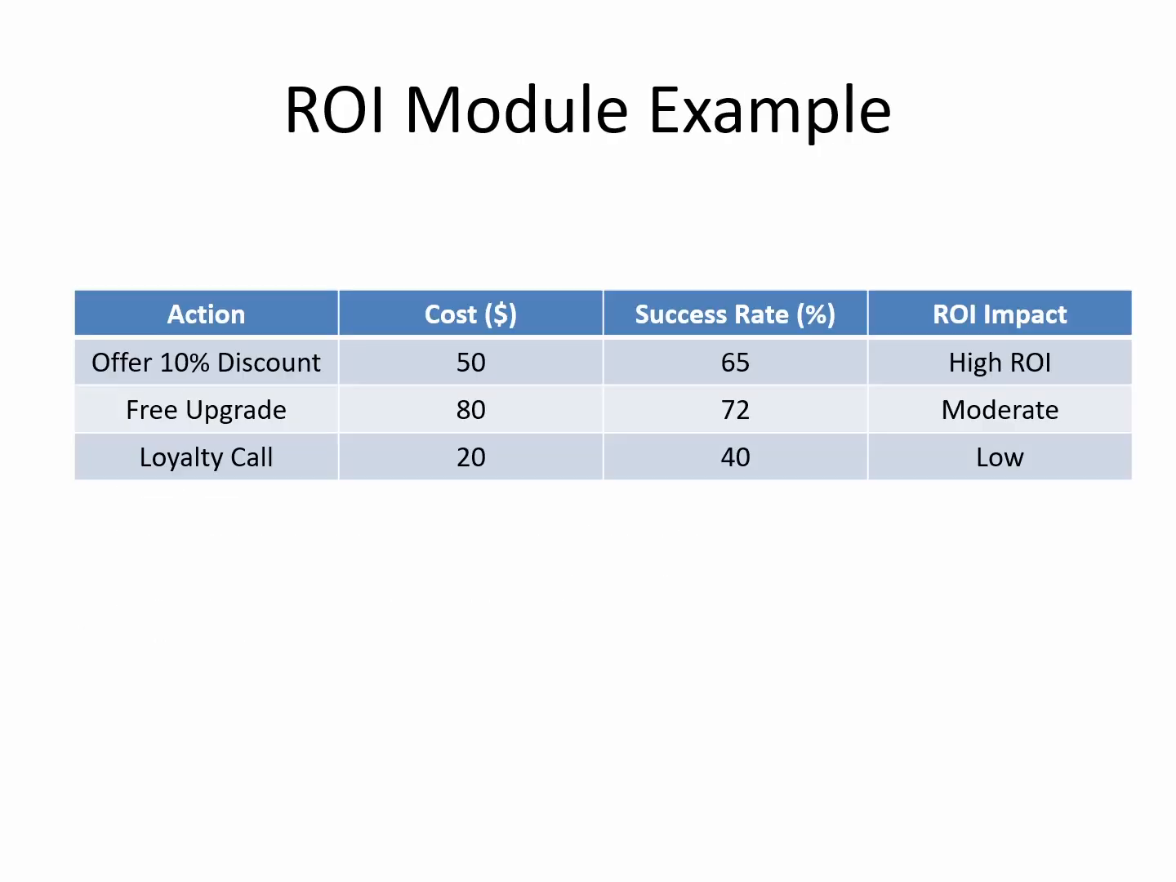Here is a small example from the ROI part. It compares options like discounts, free upgrades, or loyalty calls. It shows how much each costs and how effective it is. This helps managers choose the best way to keep customers without overspending, so that companies don't lose their customers by targeting the high ROI.